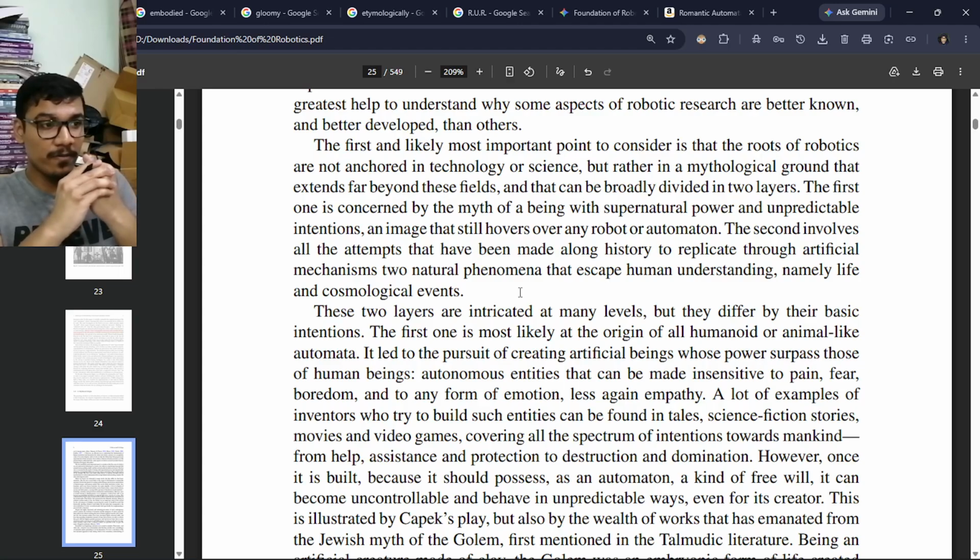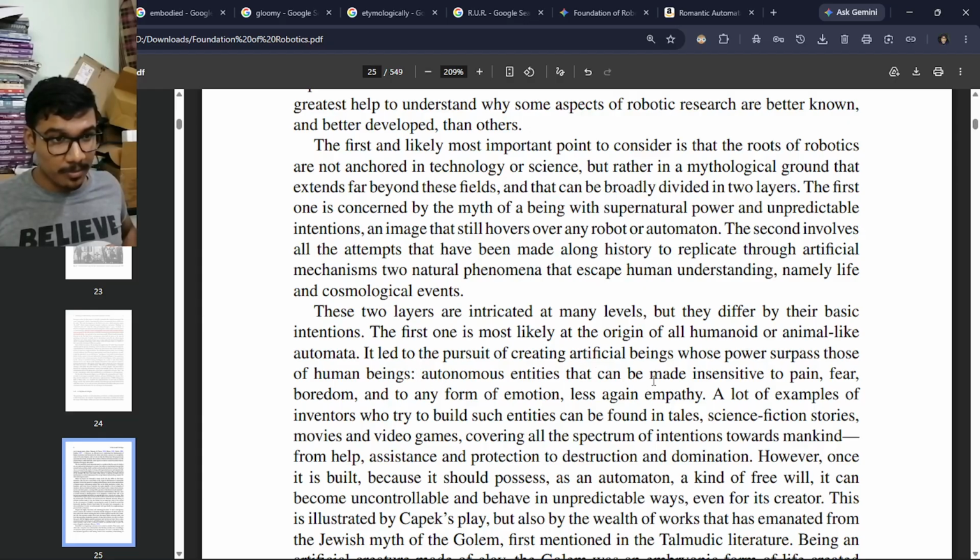Okay, they could live forever, namely life and cosmological events. These two layers are integrated at many levels, but they differ by their basic intentions. The first one is most likely at the origin of all the humanoid or the animal-like automata. It led to the pursuit of creating artificial beings whose powers surpass those of human beings.